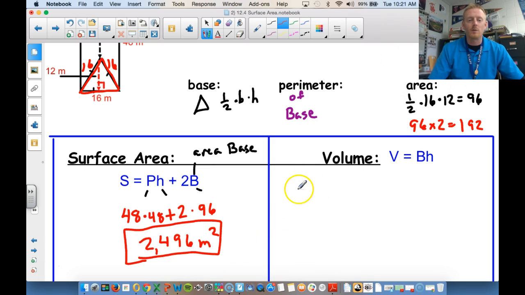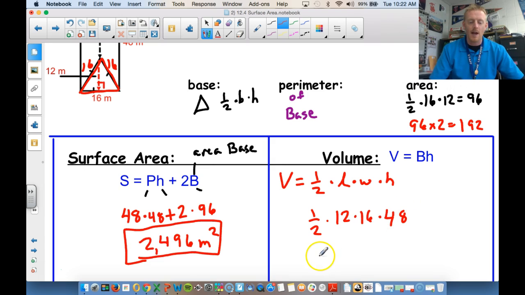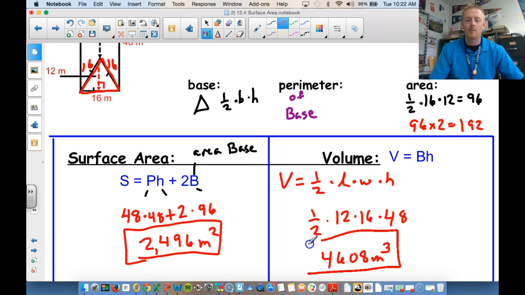Now the volume, which we don't have to do on our worksheet for today, the volume is 1/2 times the length times the width times the height. So it's important that we understood all of those things. So it would be the 12 times the 16 times the 48 times 1/2. So it'd be 1/2 times 12 times 16 times 48, and that is equal to 4,608. And because it's volume, it's meters to the third power.